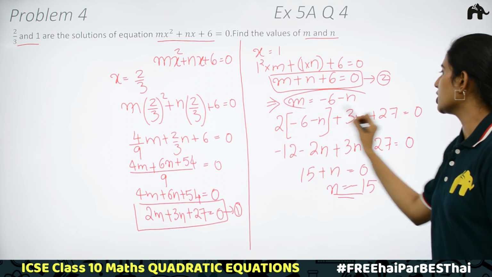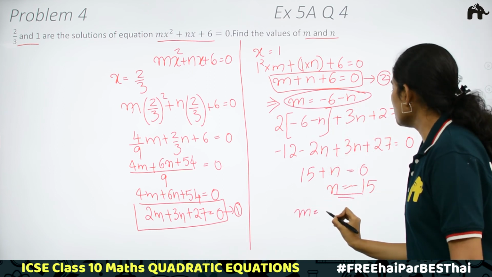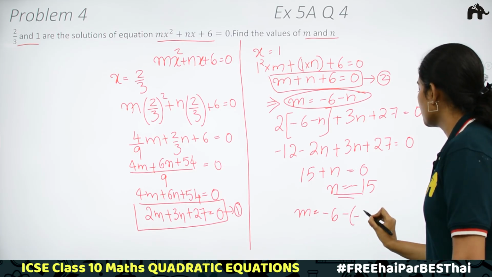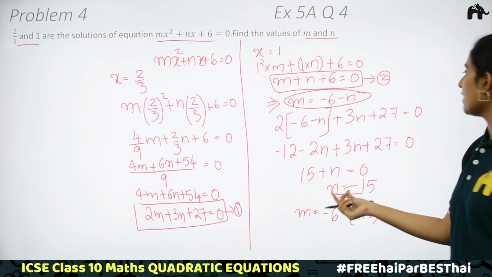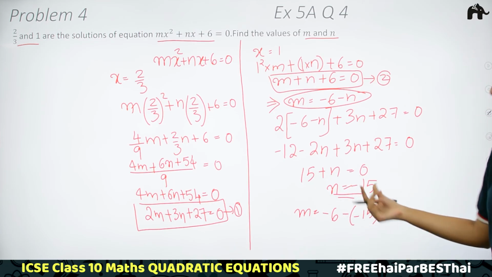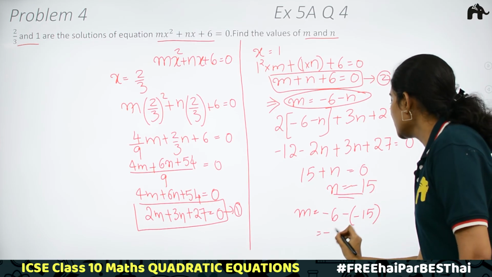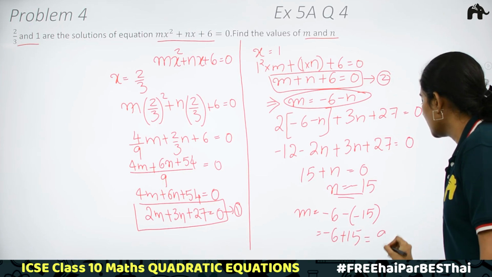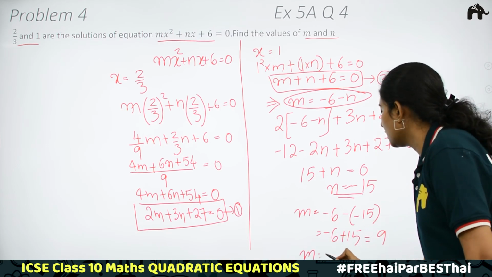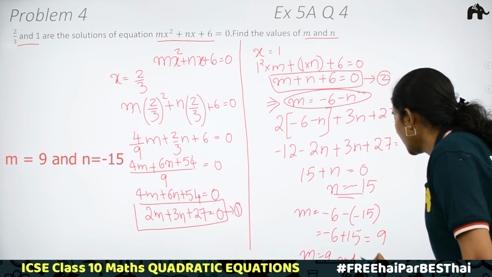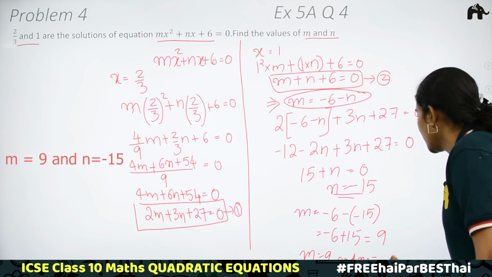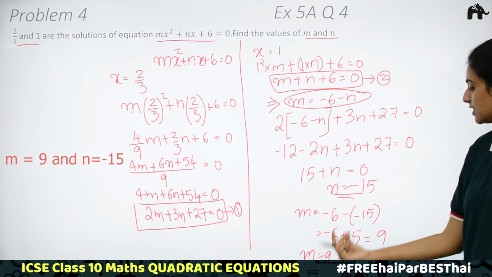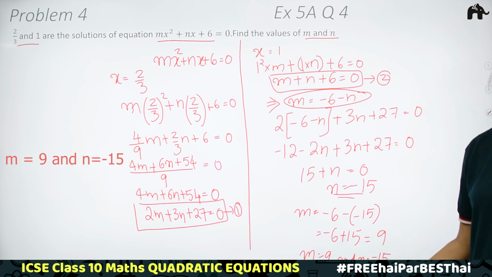Substituting in this expression, m is equal to minus 6 minus n, minus of minus 15, because the value of n we obtained is negative 15. That is minus 6 plus 15, which is equal to 9. The value of m is equal to 9 and n is equal to minus 15. Clear? We found the value of m is equal to 9 and n is equal to minus 15.